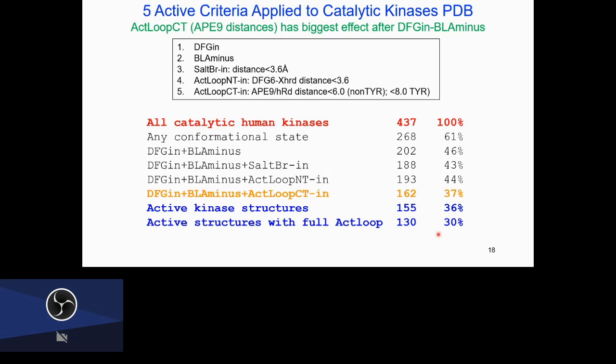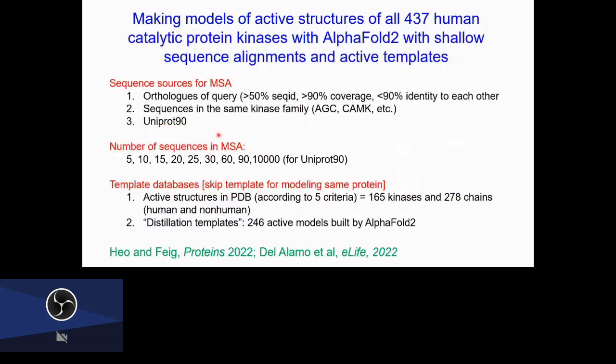And so we're going to do what other groups have done, which is to use specific templates that are in the active form as a way to force AlphaFold to make active models, and then shallow sequence alignment. So Ho and Feig did this for GPCRs, as well as Del Alamo did it for GPCRs and kinases.